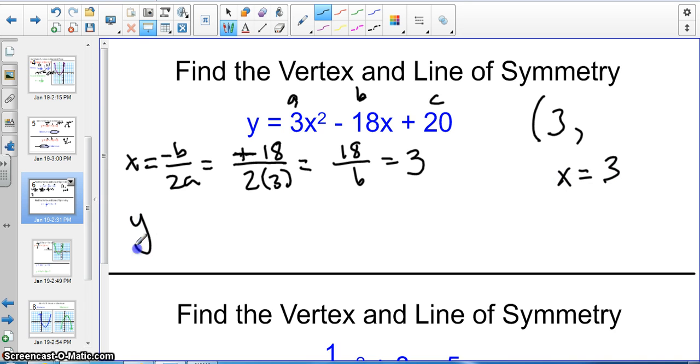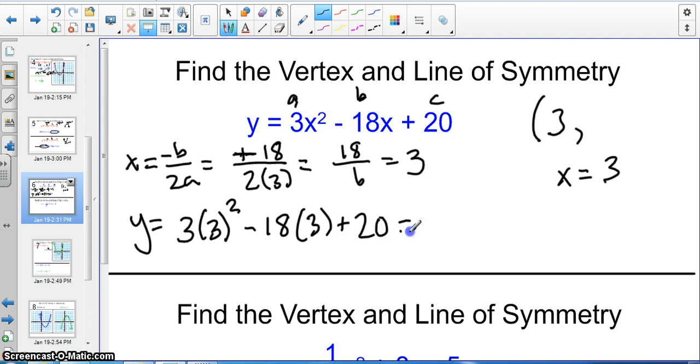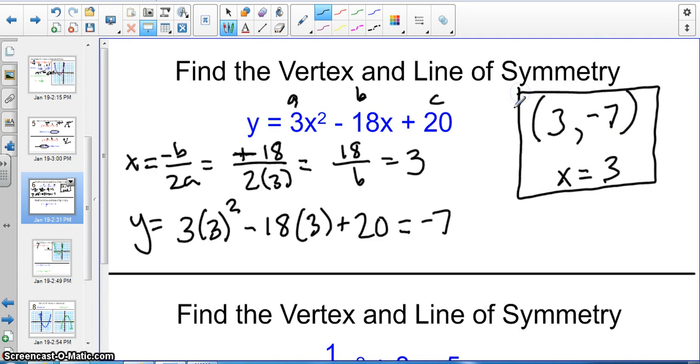Now to find my y, I take whatever I get for x and I plug it back into that original equation. So I'm going to go and replace x with 3 in that original equation. So you can use a calculator or use order of operations. When you do this, you will find your y to be negative 7. So there's my vertex, 3, negative 7. And remember, your axis or your line of symmetry is always the same as your x of your vertex. 3, 3.